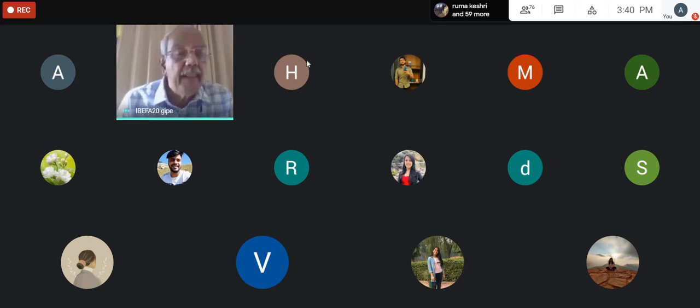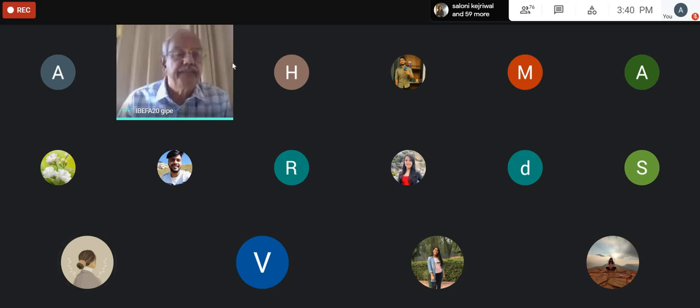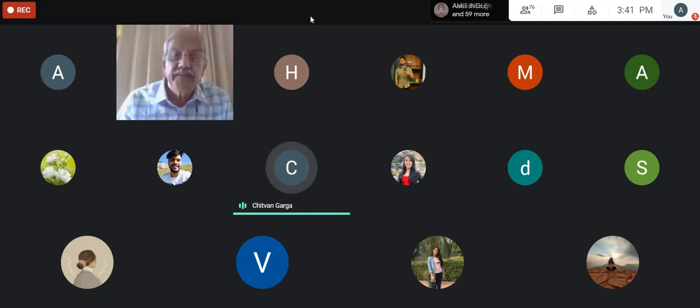Stuti Mehrotra, do you follow section A and B? Yes, sir. A better than B. So, did the B section conclude that the more n we take, the standard error reduces? Yes. Chitvan Garga, any doubt? No, sir. Well clear? Yes, sir.